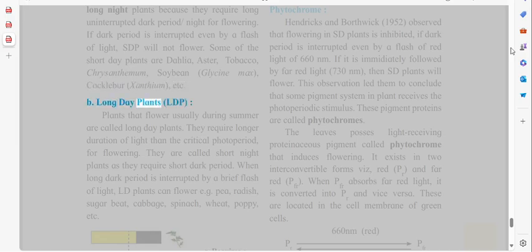B. Long day plants, LDP. Plants that flower usually during summer are called long day plants. They require longer duration of light than the critical photoperiod for flowering. They are called short night plants as they require a short dark period. When a long dark period is interrupted by a brief flash of light, LD plants can flower, e.g. radish, sugar beet, cabbage, spinach, wheat, poppy, etc.